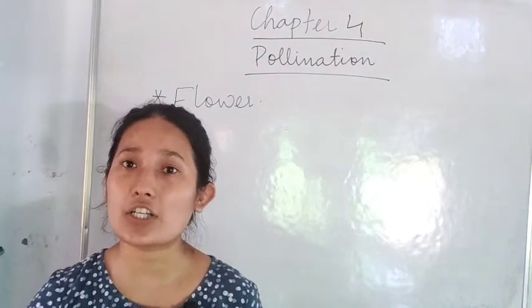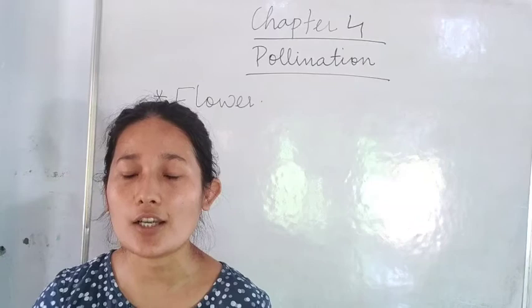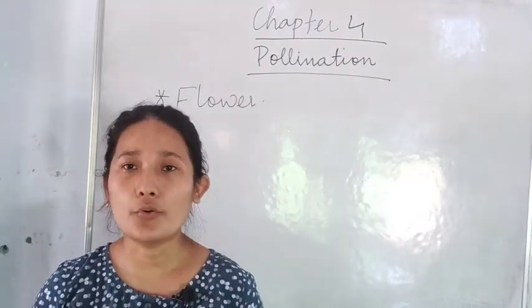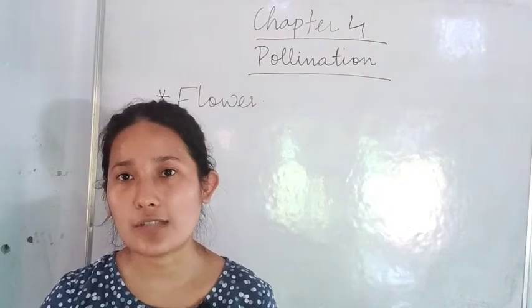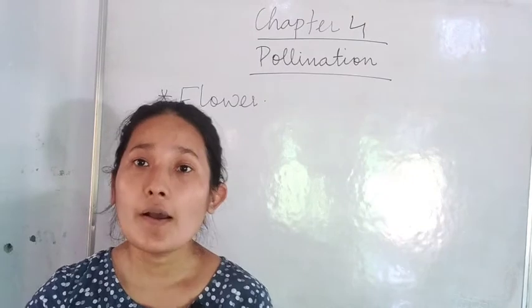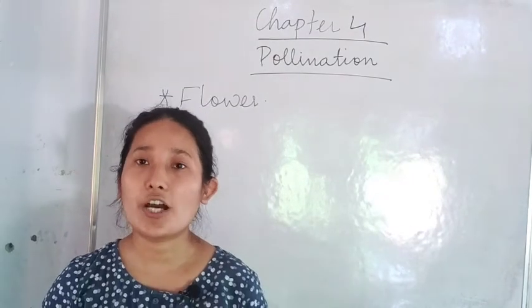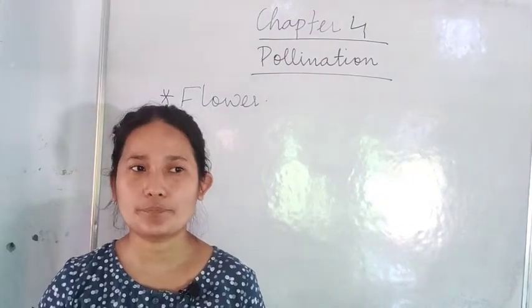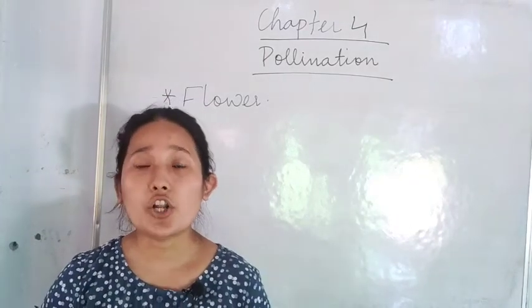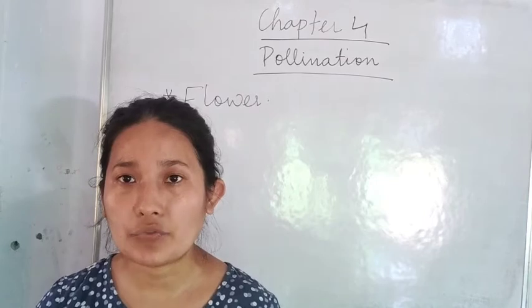So the flower is the attractive part of a plant because it's very colorful, right? Because of the color we usually get attracted towards that particular plant. So the flower is the attractive part of the plant. Other than being a medium of attraction, the flower is also the reproductive part of the plant.